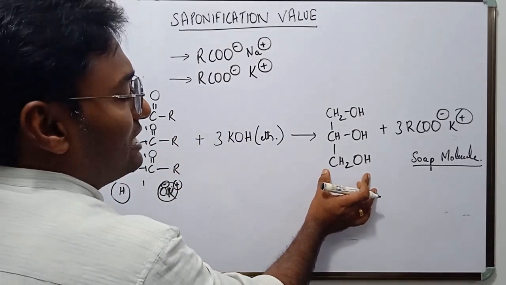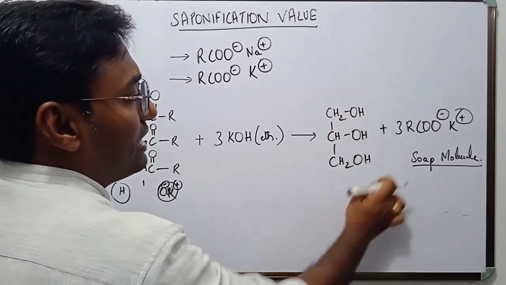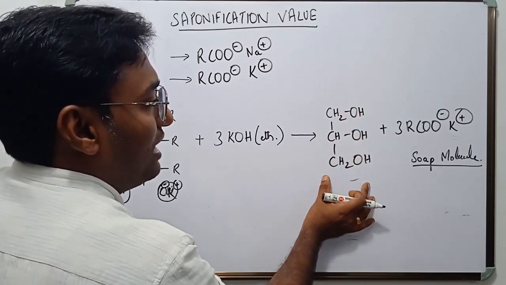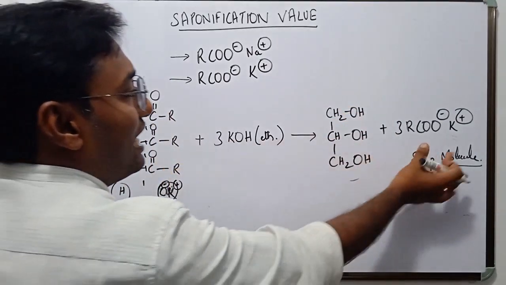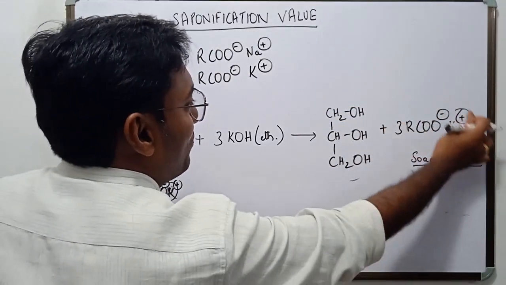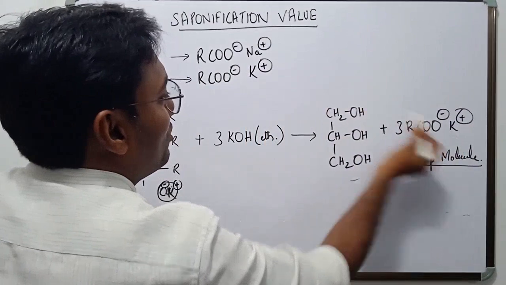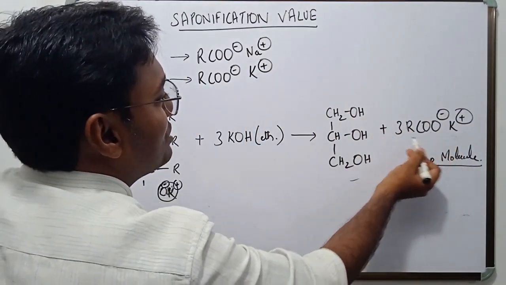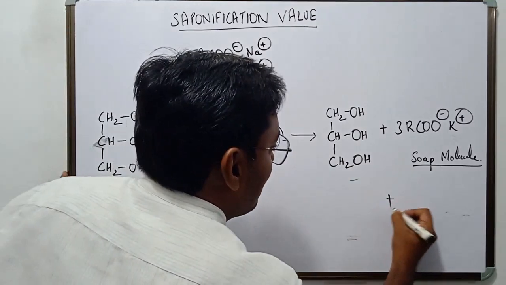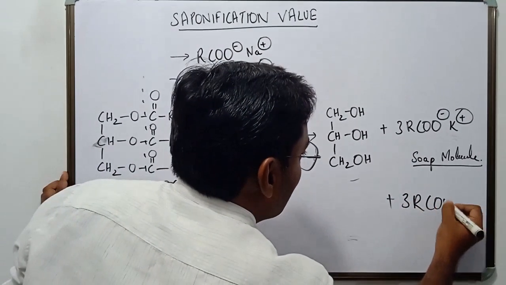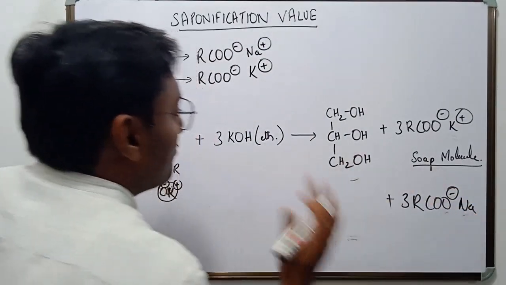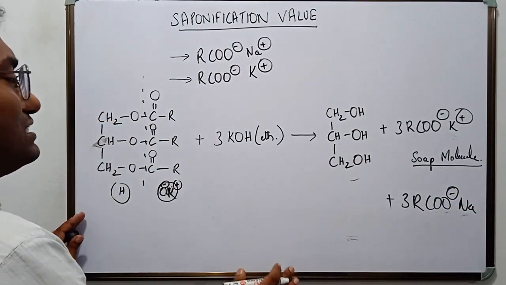So that is why it splits here into its component alcohol, which here is a trihydric alcohol, glycerol, and its component acid, RCOO minus K plus. So that is the soap molecule here. The sodium salt or potassium salt of long chain carboxylic acid is formed in this way. If you are using NaOH here, the result that you will get is a sodium salt of long chain carboxylic acid or a sodium salt of fatty acids. I hope this one is clear.